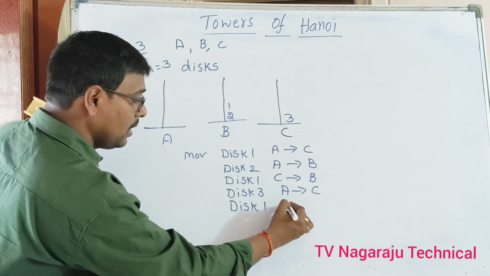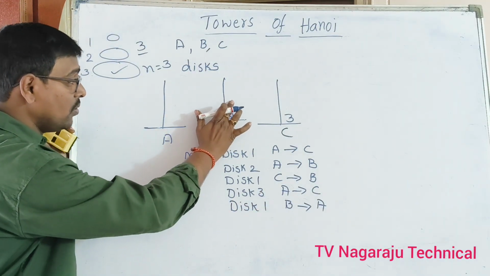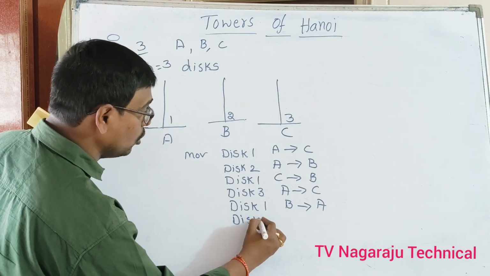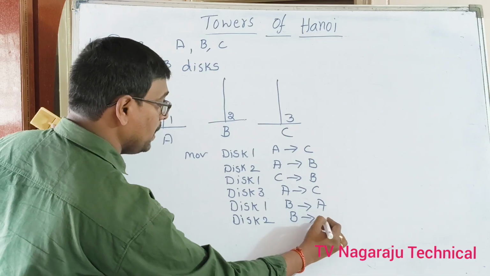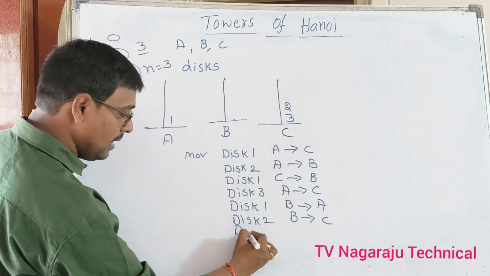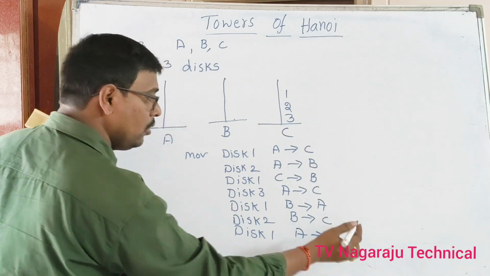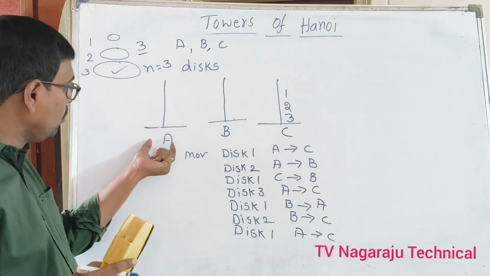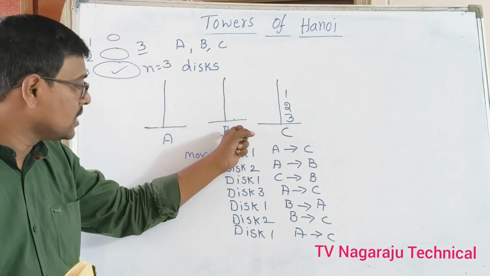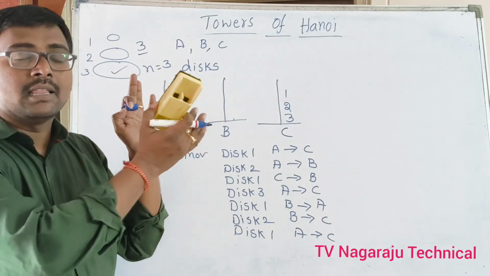Disc 1 is moved from B to A. Now you got the complete answer. Disc 2 is moved from B to C. Now 2 is on the top of 3 and then disc 1 is moved from A to C. Now you got it. This is the way to move the 3 discs from source to destination by using an auxiliary rod B. Now for this we are writing the algorithm.